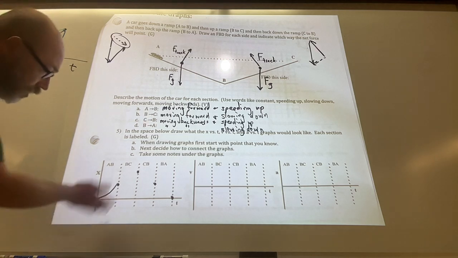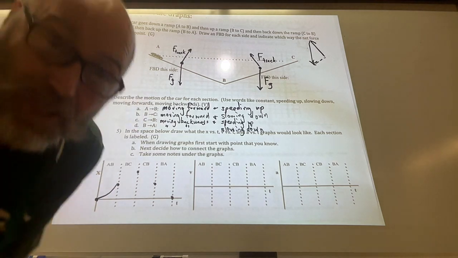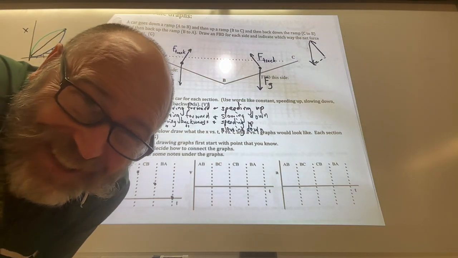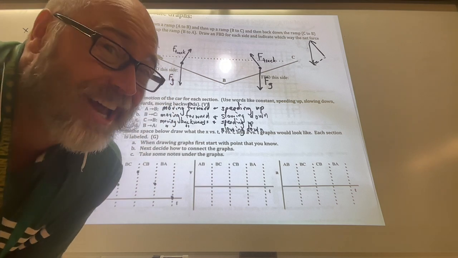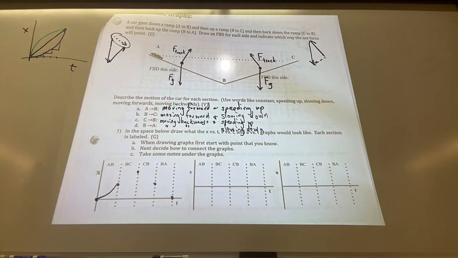Again, yes, it is a curve. The curve is curving up, but make sure you understand why, okay? You're not just going to memorize things. You've got to understand it. All right, so there we go.